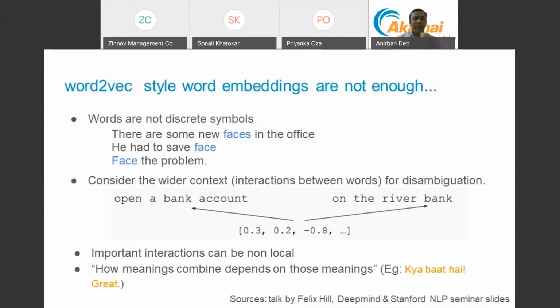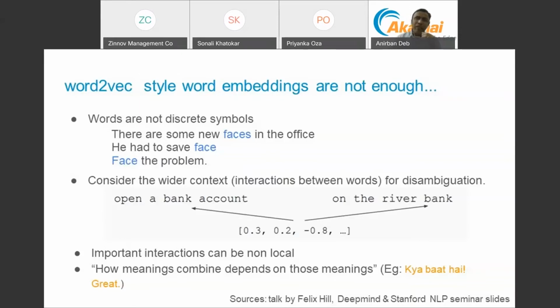And there's one more thing. How meanings combine depends on these meanings. And to quote Felix Hill from DeepMind. So an example is, let's take this phrase, kya baat hai, great. Kya baat hai means what is the matter, but in this context, it means excellent or wonderful. So the context has changed the meaning of the phrase.